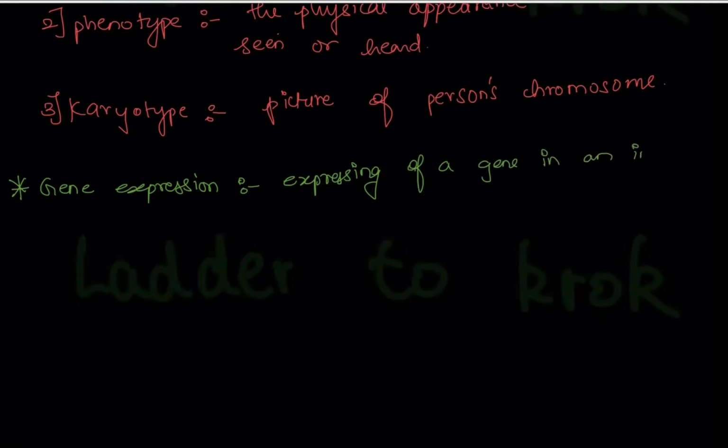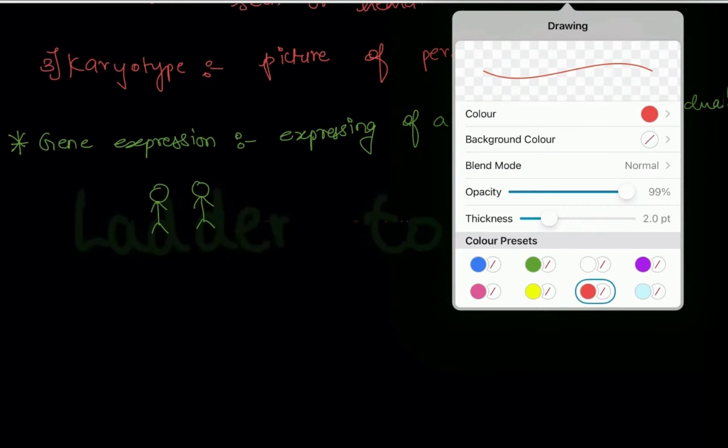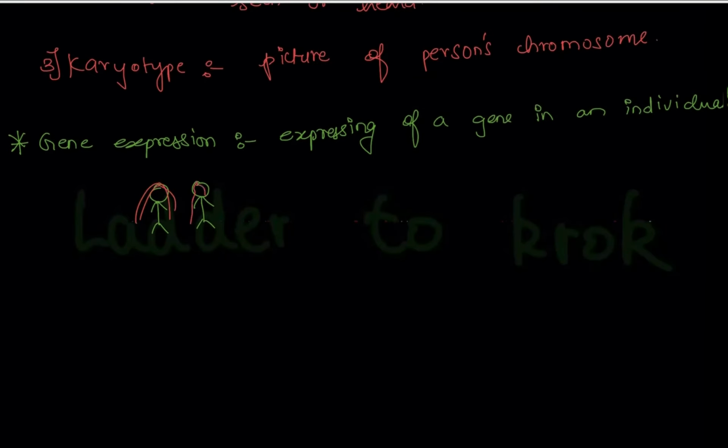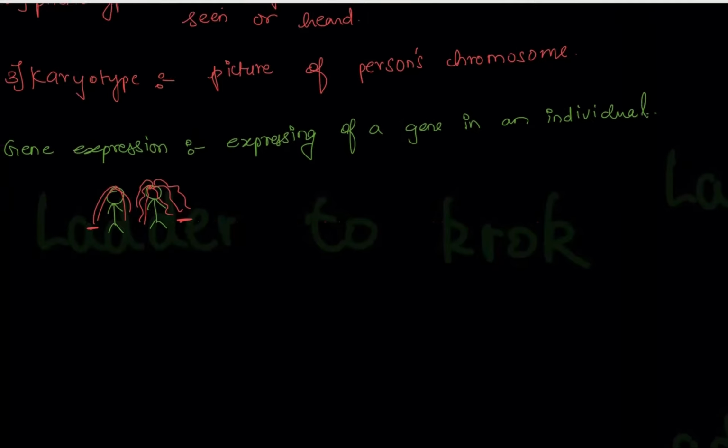For this, we are going to take an example. Suppose there are two sisters. One has straight hair, another has curly hair. The parents of the sisters are the same, the same mother and the same father. But what made one girl have straight hair and the other girl have curly hair? They got the same genes from their father and mother, but there is a difference. This difference is because there are other genes also present, and there is an effect of one gene over another gene. So gene expression is the expressing of a gene.